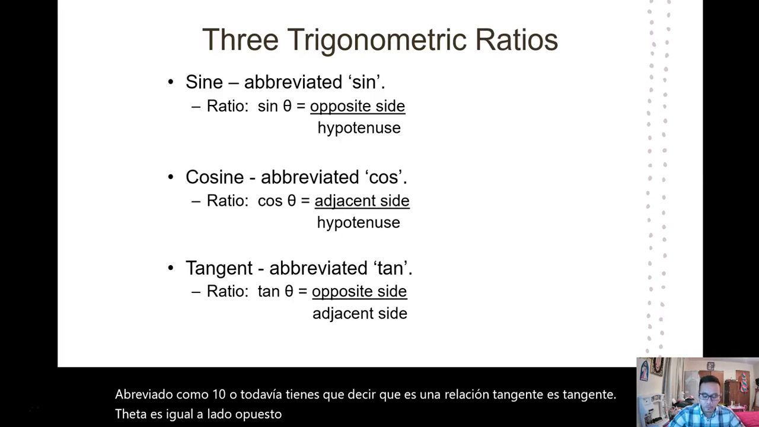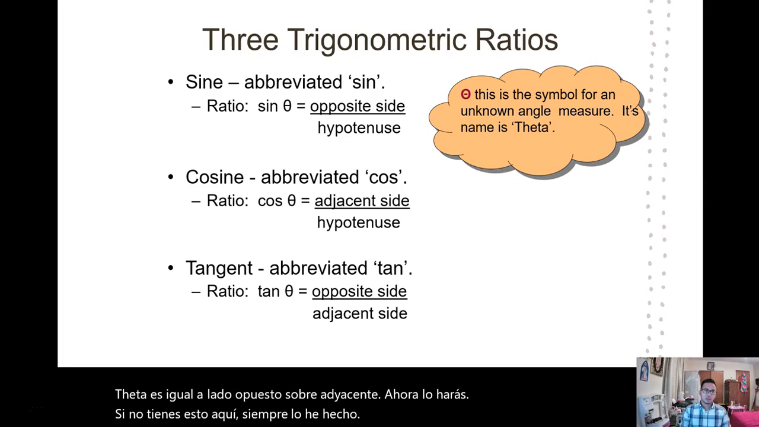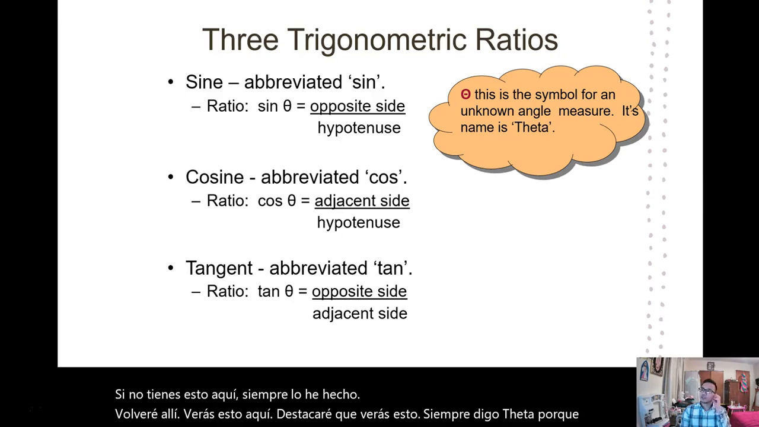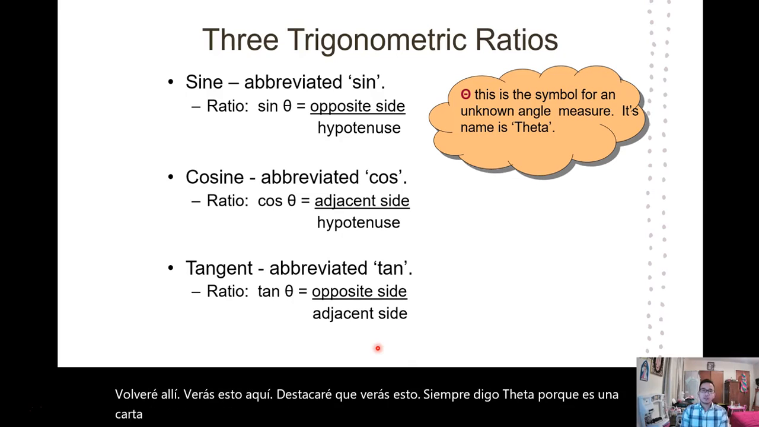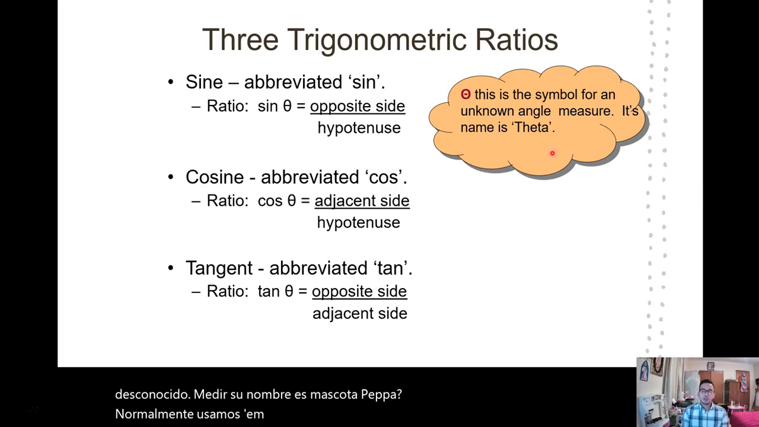If you have noticed here, I always say theta, because that is a Greek letter, the letter theta. This is the symbol for an unknown angle measure. We usually use angle A, angle B, angle C, or if it is unknown, then we call it theta.